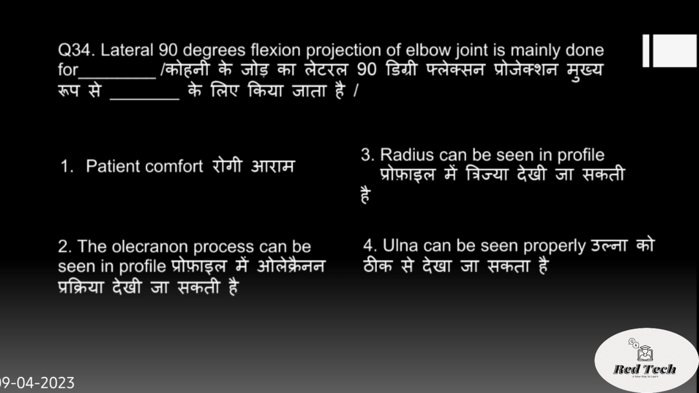When we do the elbow joint AP projection, we can easily see the radius, ulna and humerus properly, but unfortunately we can't see the olecranon process. So for the olecranon process we do the 90-degree flexion projection of the elbow joint. So option number 2 is the correct answer: the olecranon process can be seen in profile. For the olecranon process we do the lateral 90-degree flexion projection of the elbow joint.